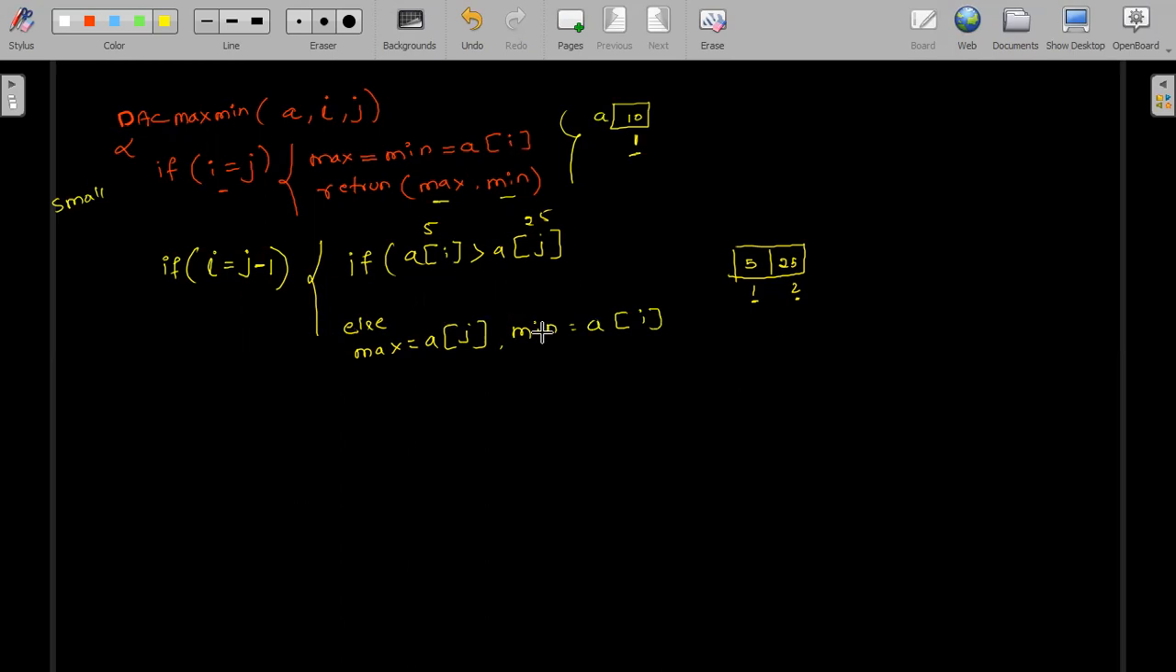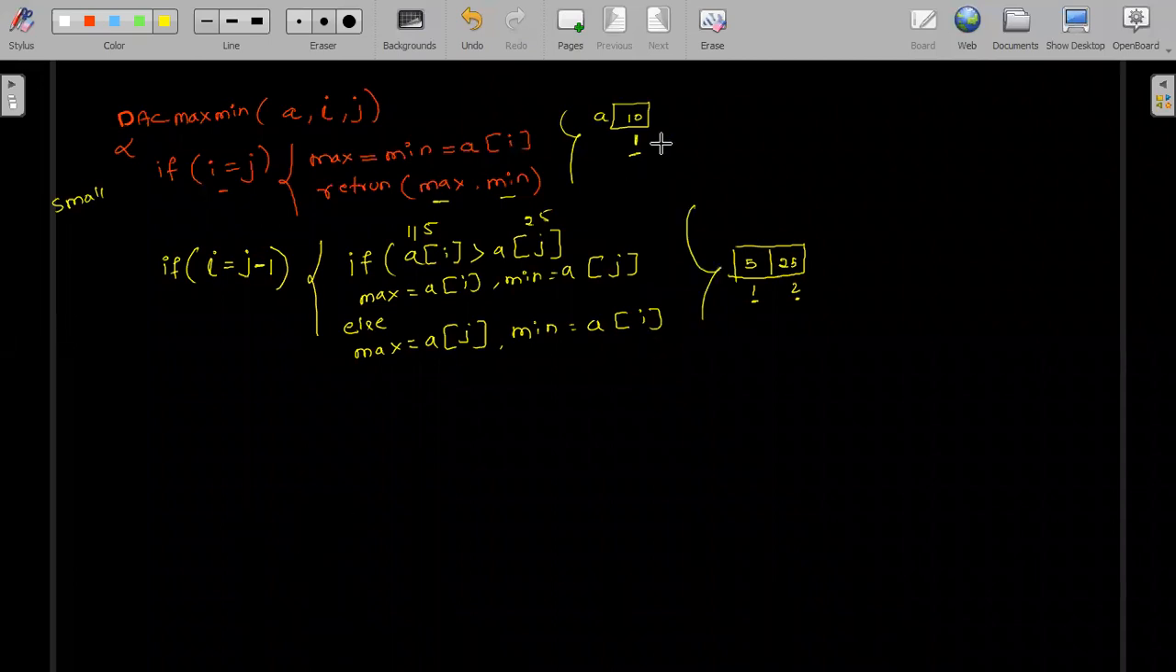Perfect. And in this case, suppose think like that, here 115 is there. 115 is greater than 25. That is true. So hence it is true. That's why I will say max is equal to a of i. Again, min is equal to a of j. That's it. Correct or not? Clear? So that's it. For this condition, over. I think it's finished.